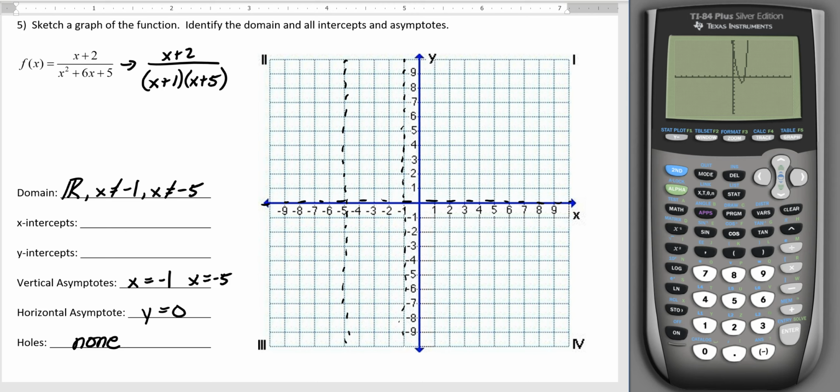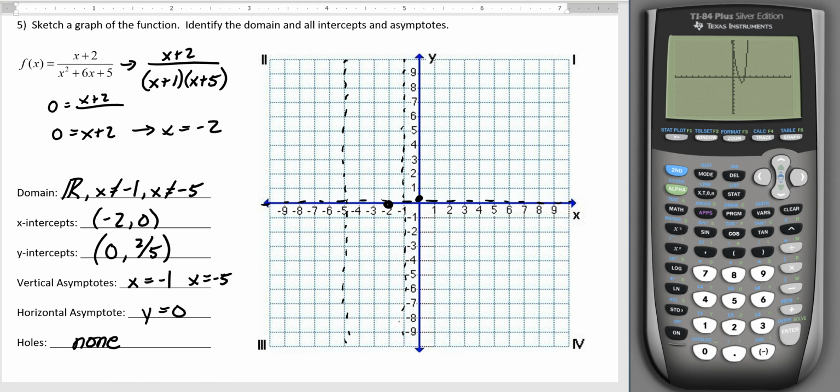Okay, and now my x-intercepts, y-intercepts. First, my y-intercept, plug in 0 for all the x's. I'm left with 2/5. So my y-intercept is 0, comma 2/5, which is going to be just above there. My x-intercepts, I'm going to get from setting this equal to 0. So it'll be 0 equals x plus 2 over this fraction, which I'm then going to multiply up. So I'll be left with just 0 equals x plus 2, which means that x will equal negative 2. So negative 2, comma 0.